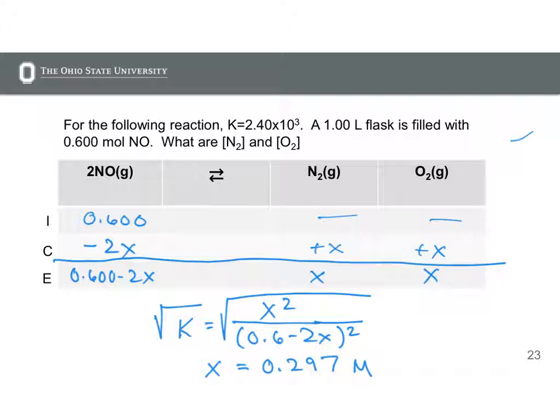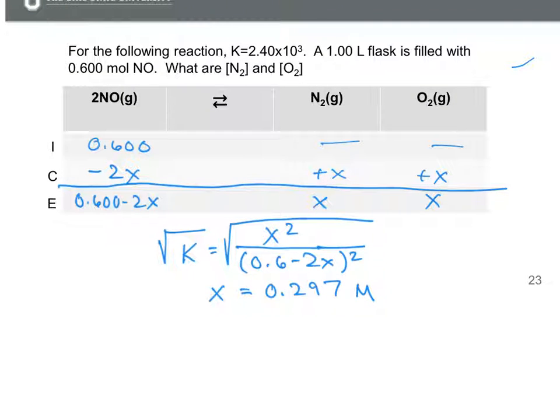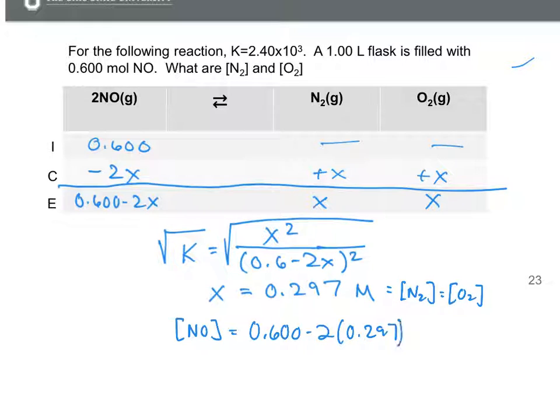All right, so filling in the ICE table would look something like this. For the reactant, for NO, you're going to have 0.6 minus 2x at equilibrium. For N2 and O2, you're going to have x. When you work through all the math, you'll find that x is equal to 0.297. And so that's going to be the concentration of N2 and O2. And then the concentration of NO is going to be 0.6 minus 2 times 0.297, and I end up with 0.006 molar.